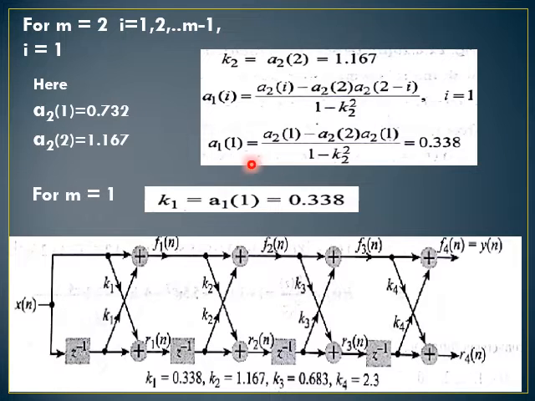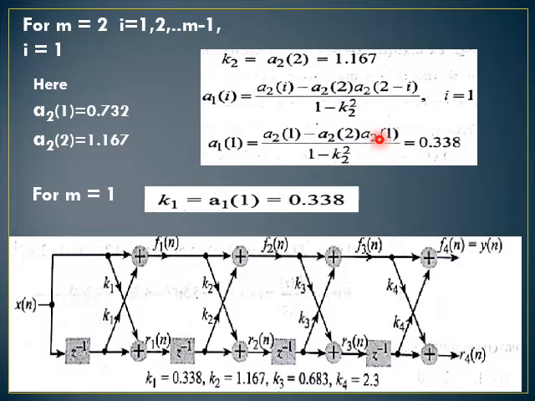Again the same substitution. The only thing is that we will be calculating for I equal to 1 now. So after this, we have the values of A2 of 1, A2 of 2, and A2 of 1. Substitute these values and you will get the answer as 0.338. Now for M equal to 1, we don't have the value of I. So it is just K1 equal to A1 of 1, which is 0.338.